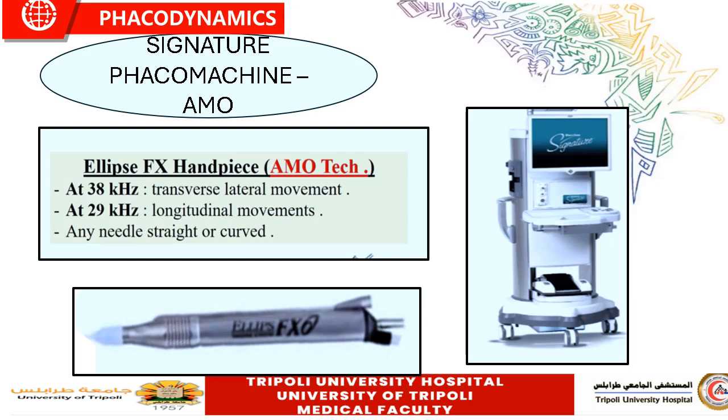Both the torsional and transverse Phaco are new modalities of the Phaco emulsification that improve the energy expenditure, and hence reduce the thermal effect of the Phaco handpiece, as well as improve the efficiency of sculpting and the holding effect of the Phaco handpiece. The transverse movement can be done at a 38 kilohertz frequency, and the longitudinal movement at 29 kilohertz. The combination of the transverse and longitudinal Phaco will give us an elliptical pattern known as Ellipse Phaco.